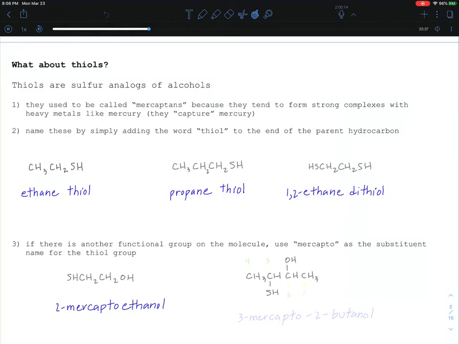Let's see. The next one, let's number these. So if I go from left to right, 1, 2, 3, 4. Or from right to left, 1, 2, 3, 4. So it looks like the green path puts the hydroxyl group on the lower numbered carbon. So that means that the mercapto group is actually going to be on the third carbon. So this is going to be 3-mercapto-2-butanol.